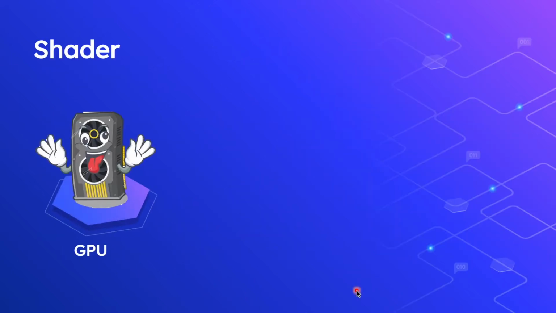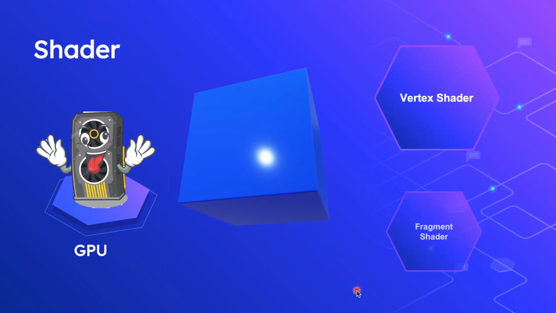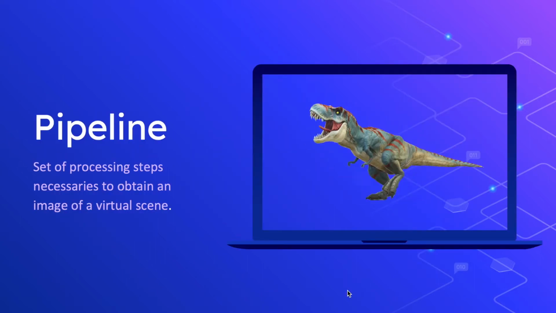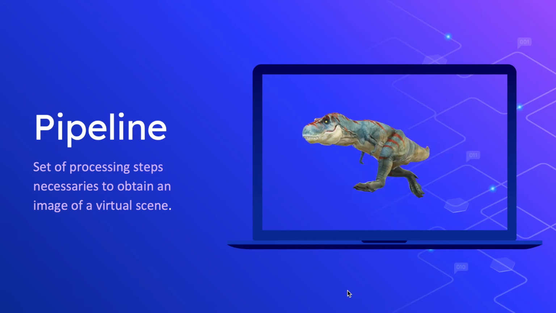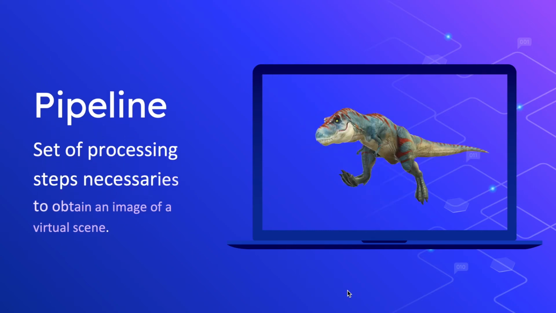The shader is a program that runs on the graphic card which is responsible for making the shadows in the graphics as they were in real life. As we can see in this cube, there are two main shaders which will be defined later. And the pipeline is like a production line. It's the set of processing steps necessary to obtain an image of a virtual scene.